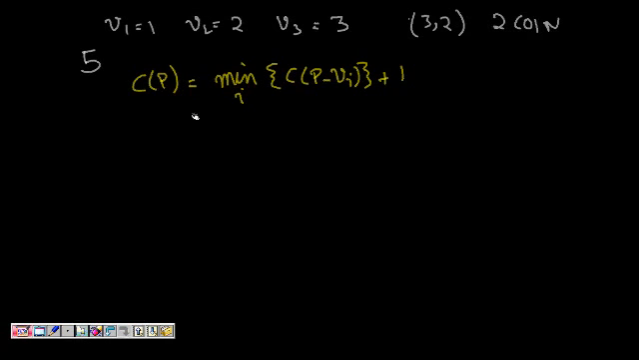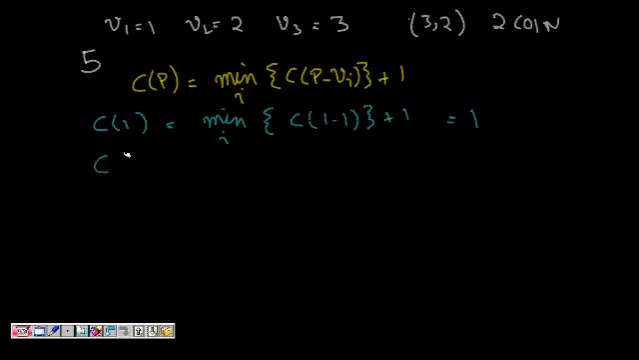So now I come and I say, C of 1 will be what? It will be the minimum for all i of C of 1 minus Vi. So first one, if I use it, will be 1 minus 1, and others I cannot use. So this will be plus 1. We know it is 1. So for making change for 1, I have to use 1 coin.